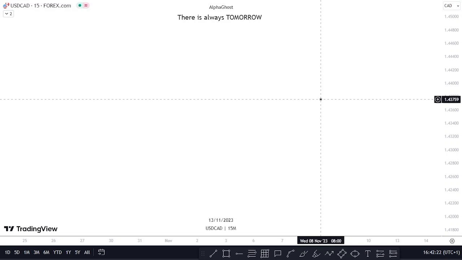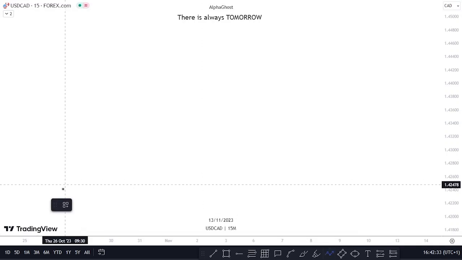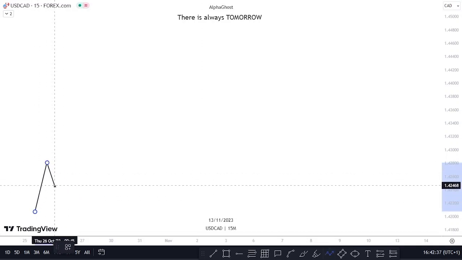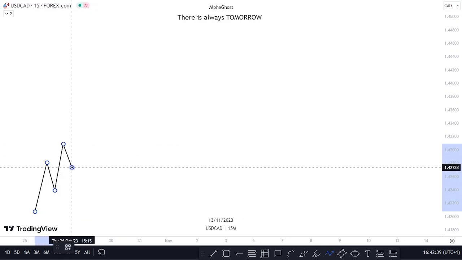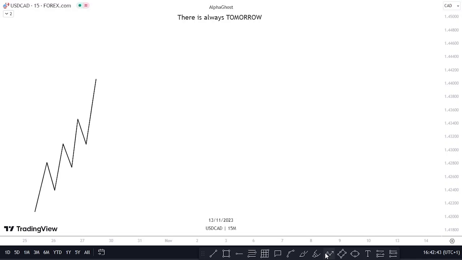So today I'm just going to be talking about trend identification: bullish, bearish, and the rest I'm going to explain. So let's just get to it. Here we go. Like I said, there are three types of movements in the market.